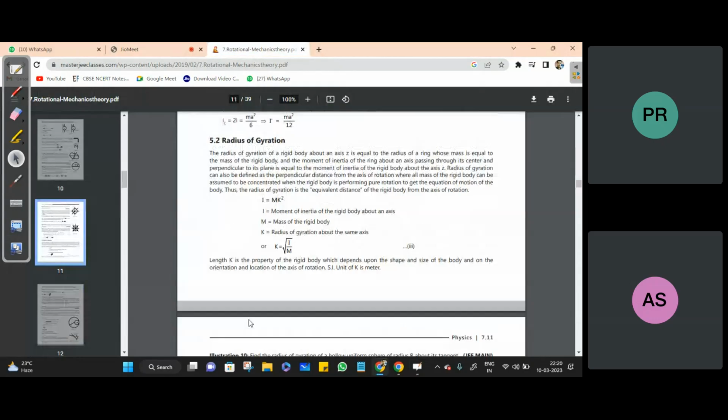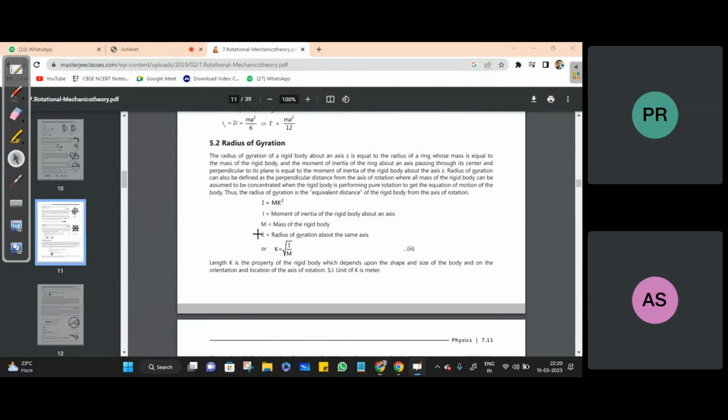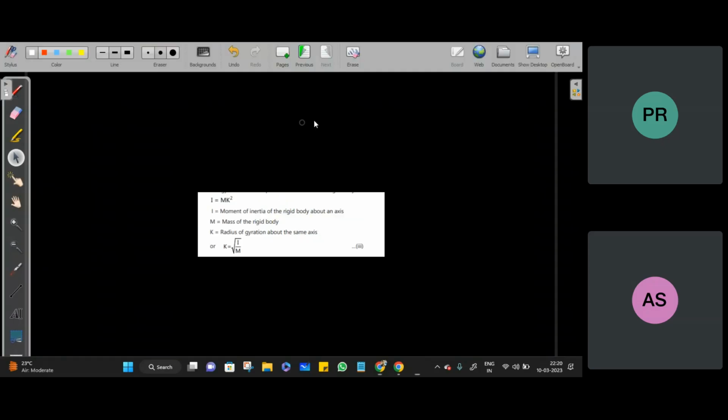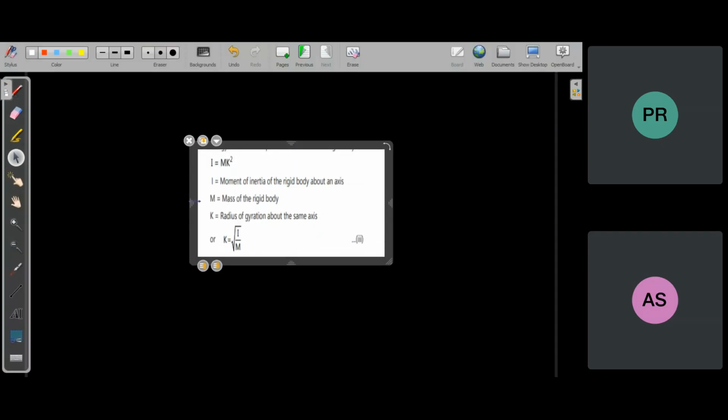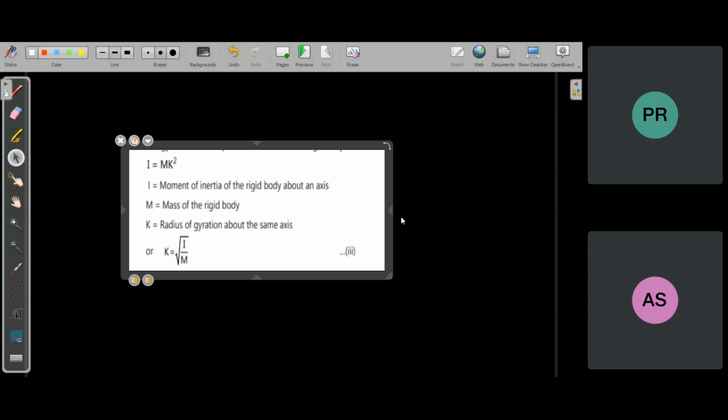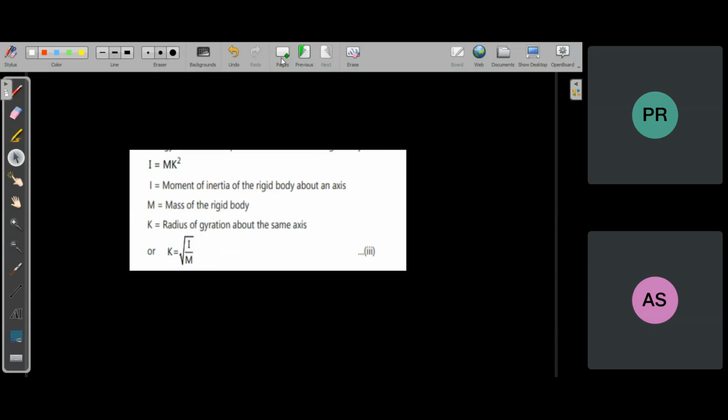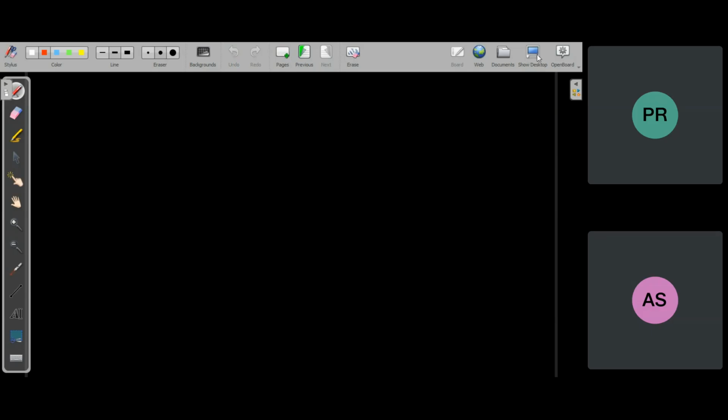So this is the radius of gyration. Now you can directly also write down the formula of the radius of gyration. Because I is equal to mk square, k will be root under I by M, where I is the moment of inertia of this body about the axis. So if you know the moment of inertia of a whole body about an axis, and you know the total mass of the body, then you can find the radius of gyration for that body by using this formula, k equal to under root I by M. Okay, let's go to the next.